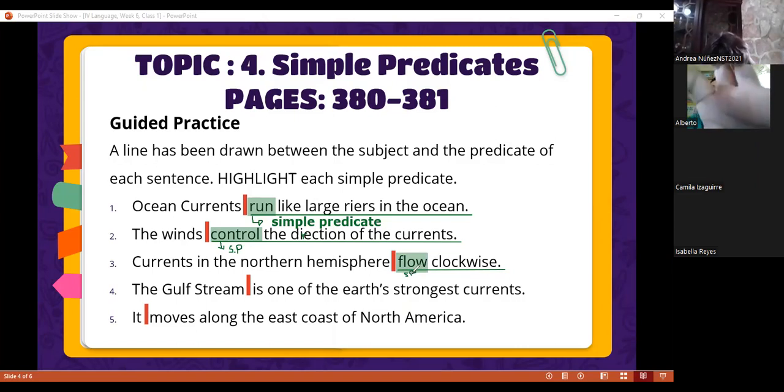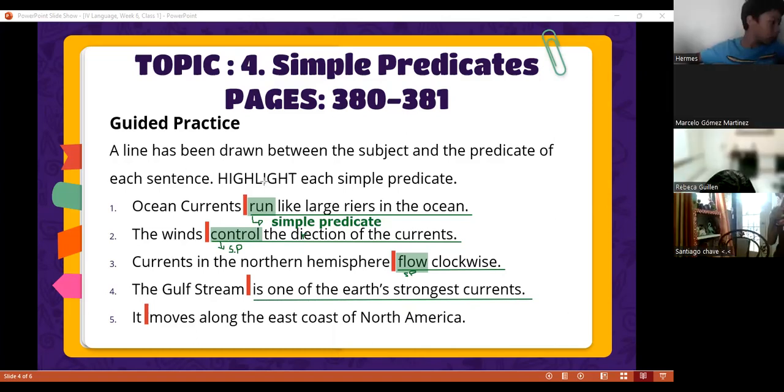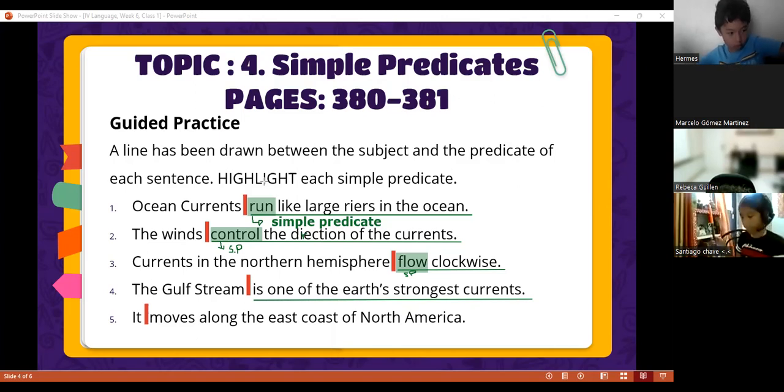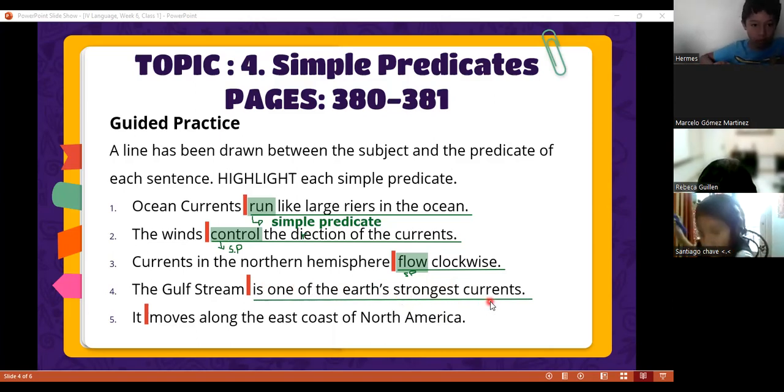Is one of the Earth's strongest currents, class. What is the verb in this sentence? The verb. Strongest? No. Currents? No. What is the most important word?